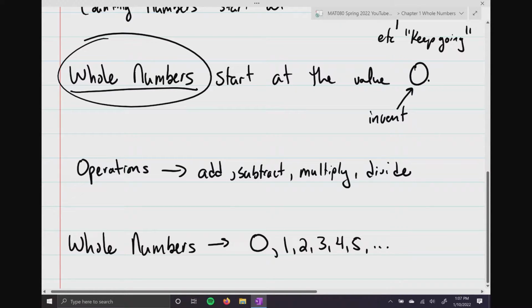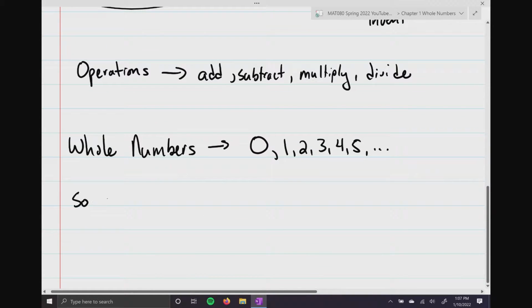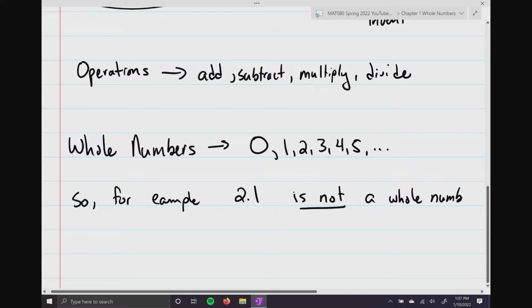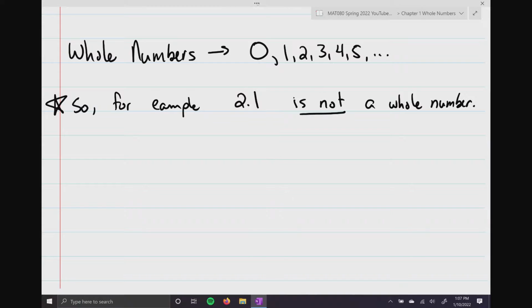Now, you have to remember, whole numbers look exactly like this. So, for example, 2.1 is not a whole number. I'm going to put a star next to this statement, because this will help us throughout this entire first chapter. I'm going to write this in a different color, because this is one of those things you just want to remember.